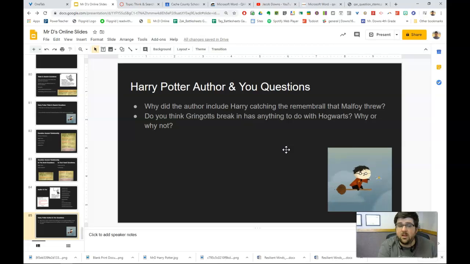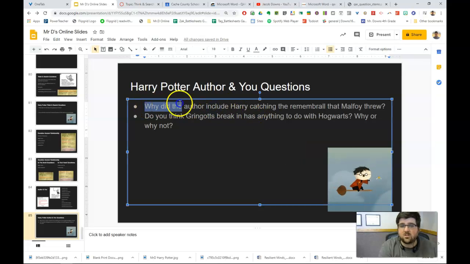I think it's a pretty solid answer because I grounded it in evidence from the text. But there's no answer in the text. This part is not answered, but we do know that the result of that is Harry getting on the Quidditch team. The next one is, do you think the Gringotts break-in has anything to do with Hogwarts? Why or why not?